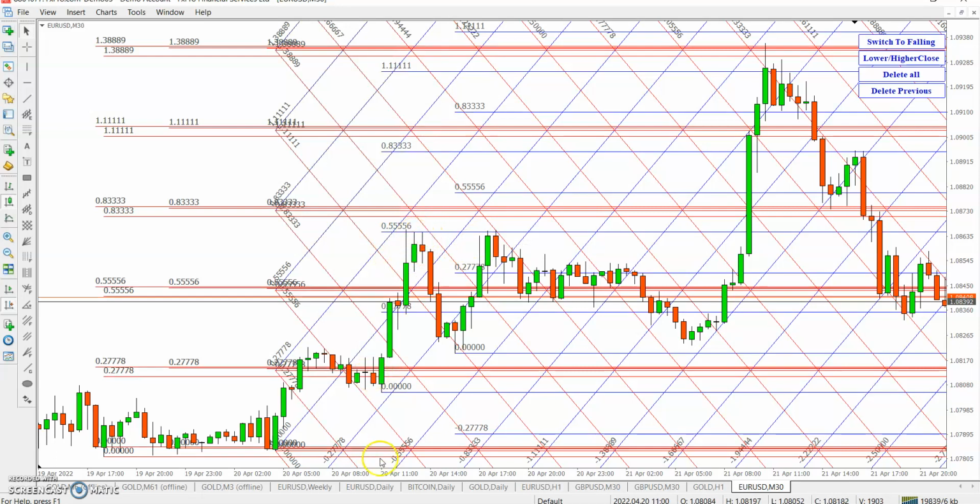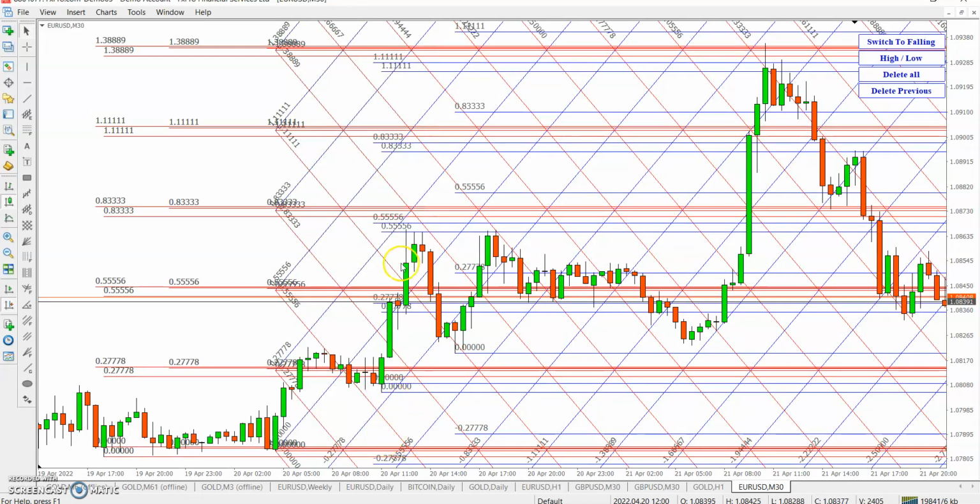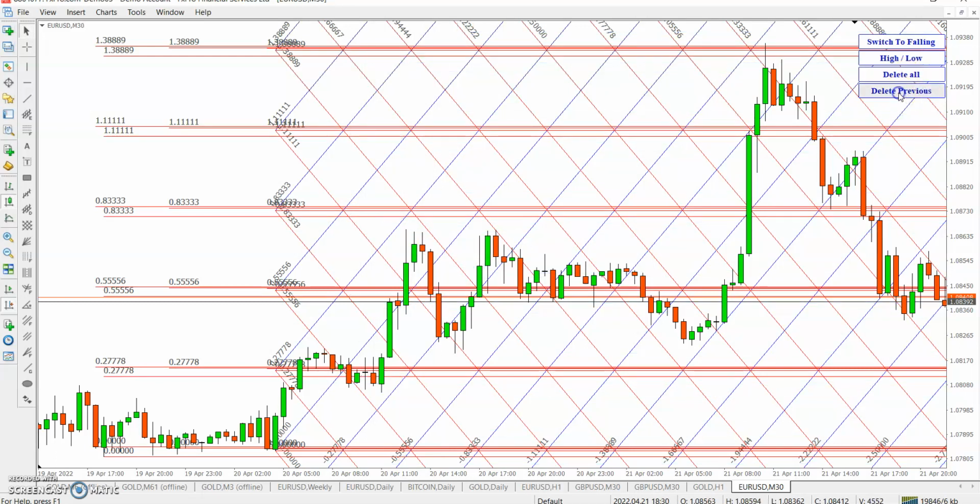1556 value, take a resistance and lower close and higher close. This one will be lower close, similar here, similar here. See how accurately it's performed here, the reversal points. Okay, then delete previous, all the previous can be deleted here to here. Okay, then to falling angles, if you need to try here.